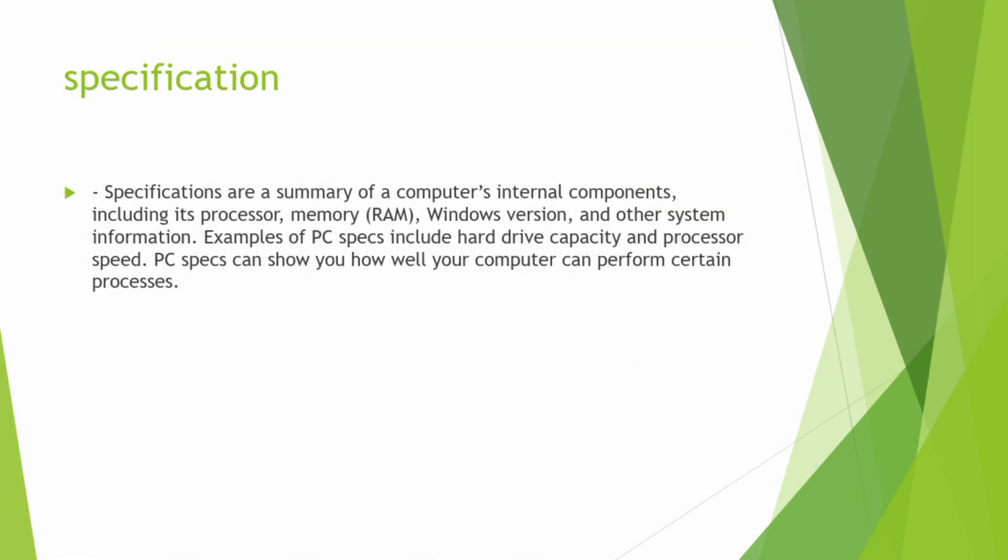Specifications are a summary of a computer's internal components, including its processor, memory, RAM, Windows version, and other system information. Examples of PC specs include hard drive capacity, processor speed, and more. PC specs can show you whether your computer can perform certain processes.